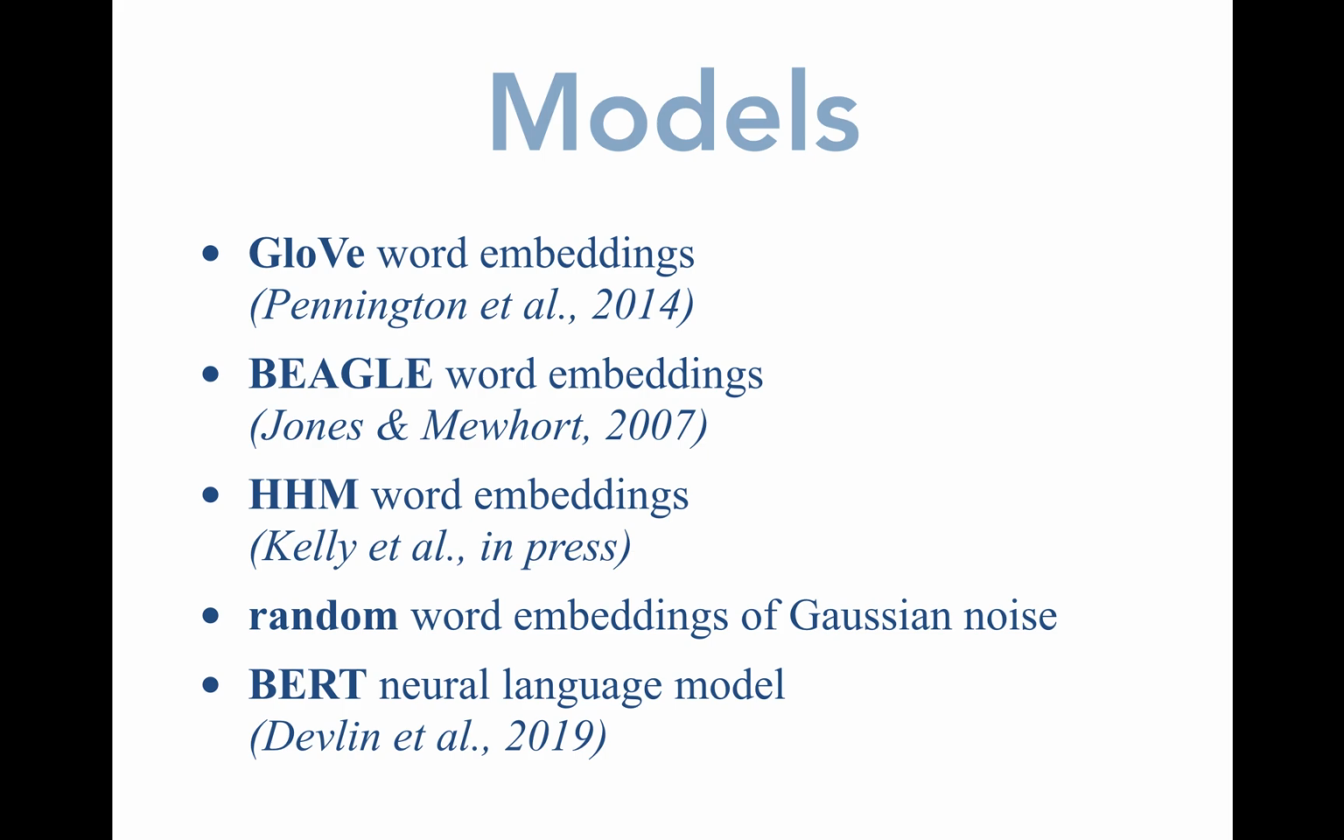The models that we use include the GloVe word embeddings, BEAGLE word embeddings, and from one of our other papers, the hierarchical holographic model word embeddings. We also, as a baseline, include random word embeddings created by sampling from Gaussian noise. And we include the BERT neural language model.